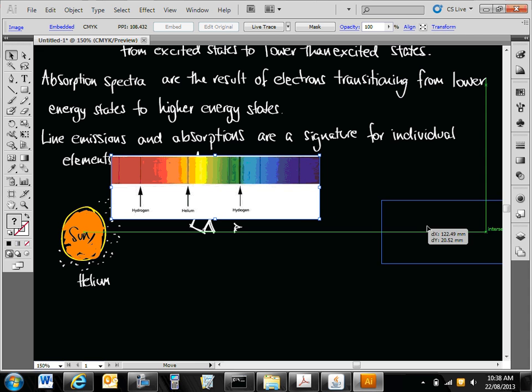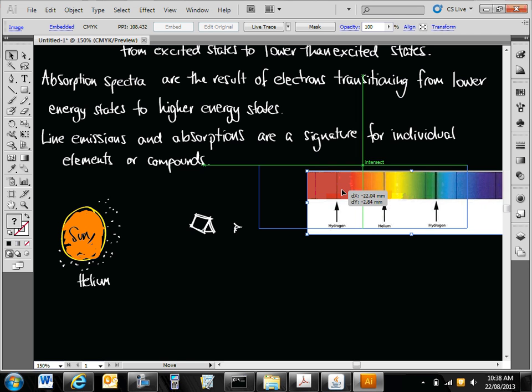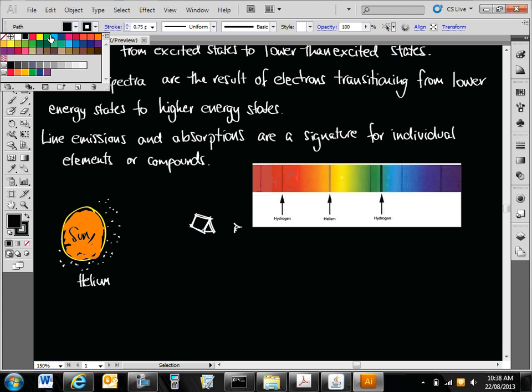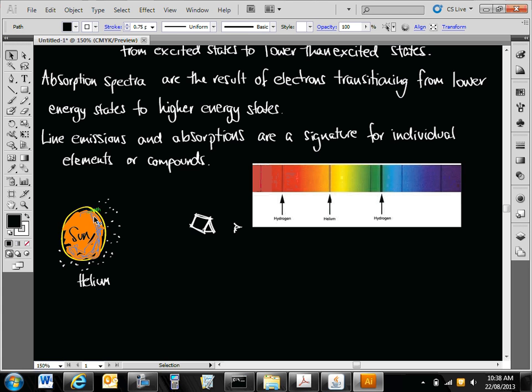So what this person was seeing was this. And they said, oh, there's hydrogen. I can see hydrogen missing there. What's this stuff here? What's going on here? And that's when they decided that there was this gas around the sun that was absorbing some of the sun's white light, and that they would call it helium. Helium was discovered on the sun.